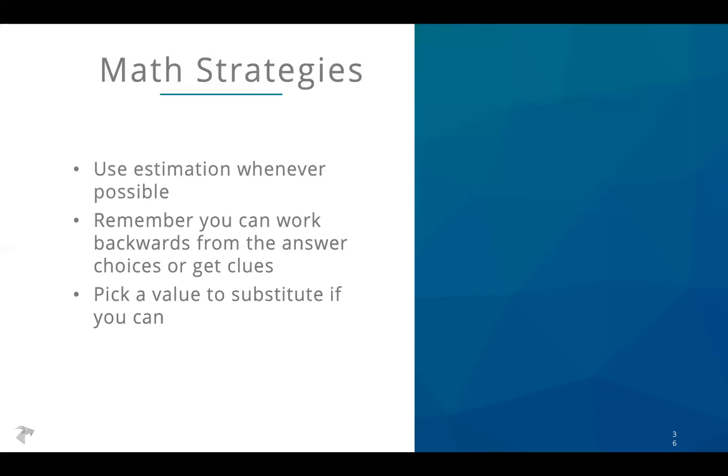Last math strategy to use is to pick a value to substitute for unknown quantities. So this isn't relevant to every question, but if you do have some variables and you're a little confused about what might be happening with it, sometimes just putting in possible numbers there in place of those variables or unknown quantities, that can help to make it more tangible and can lead you to the correct answer as well.